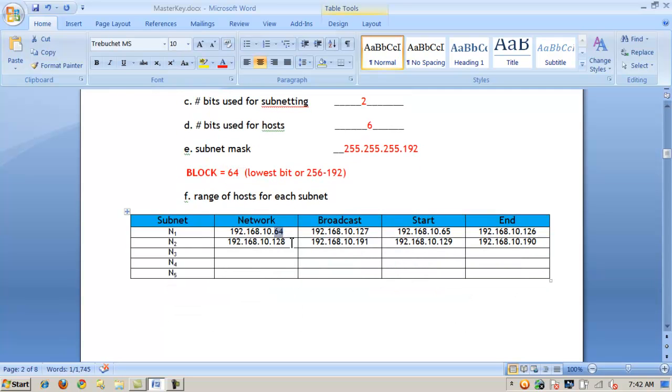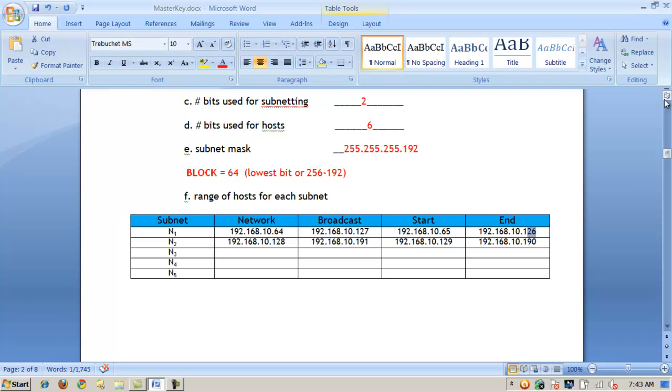Networks would be based on the block value, 64 and 128. The broadcast would simply be if I went to the next network and subtracted 1. Okay, and I can base that on the block value. And then the valid IPs, the start and end, would be in between the network and the broadcast. So if my network is 64, I add 1, 65 is the first actual IP address I can assign. If 127 is my broadcast, I subtract 1, and 126 is the last valid IP address I can assign.